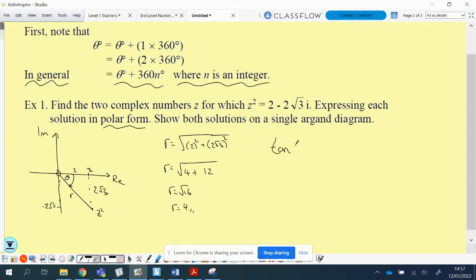Tan theta is opposite over adjacent, so it's 2 root 3 over 2, which we can simplify down to root 3 over 1. I know that's the same as root 3, but you can think of it as root 3 over 1. Theta will be the tan inverse of root 3 over 1. Using the exact value triangles from Higher last year, your 1, 2, root 3 triangle, you get that the angle tan inverse of root 3 over 1 is 60 degrees. So we get 60 degrees.